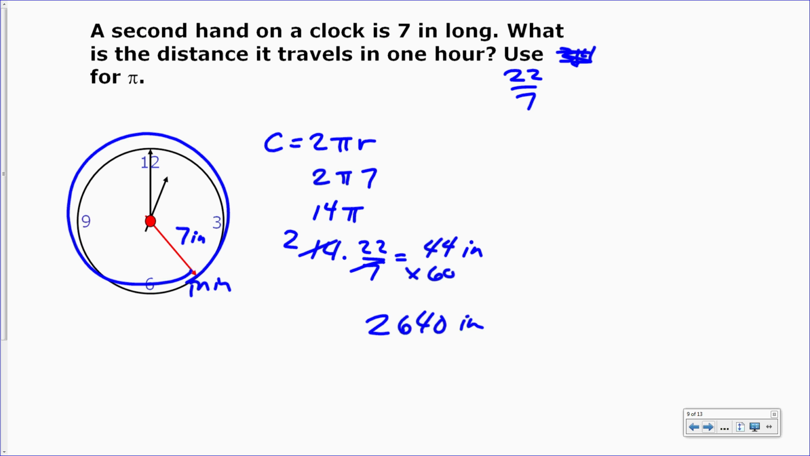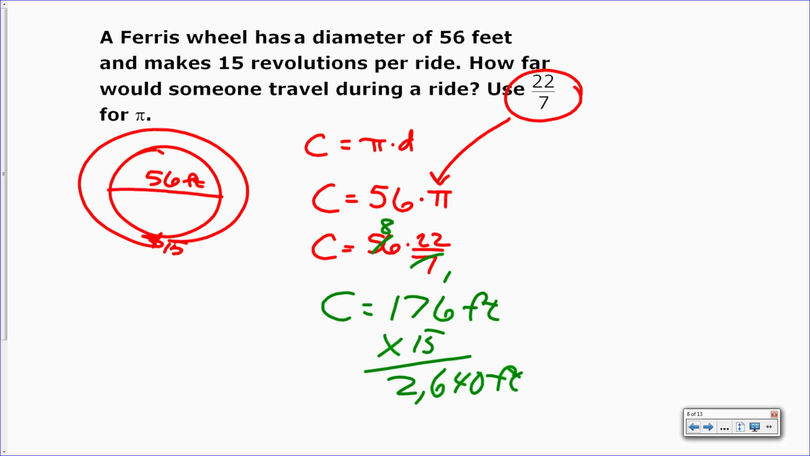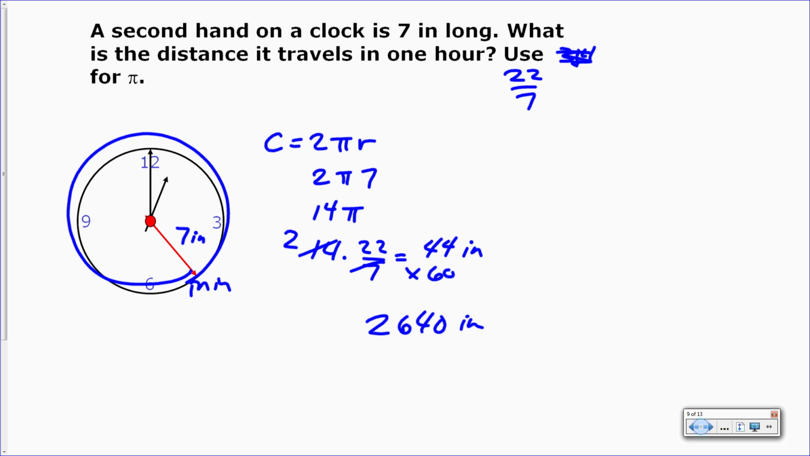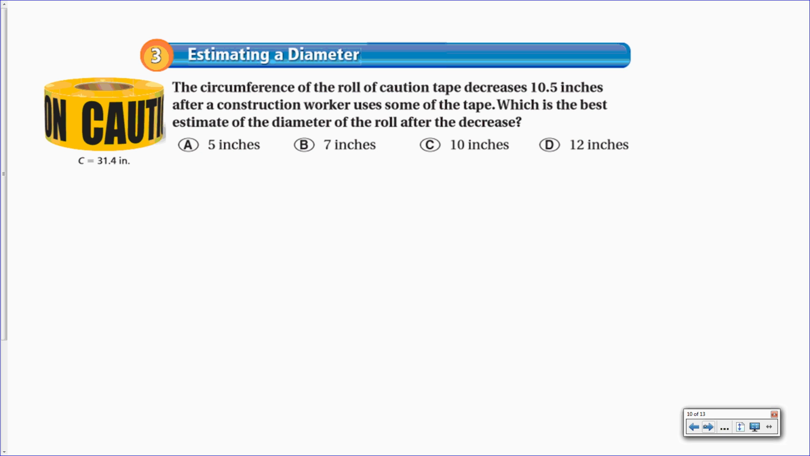Okay, now we have one other interesting situation here. Let's see if I can get my next page to come up. Here we go. It says the circumference of the roll of caution tape decreases 10.5 inches after a construction worker uses some of the tape, which is the best estimate of the diameter of the roll after the decrease. So let's think through this.